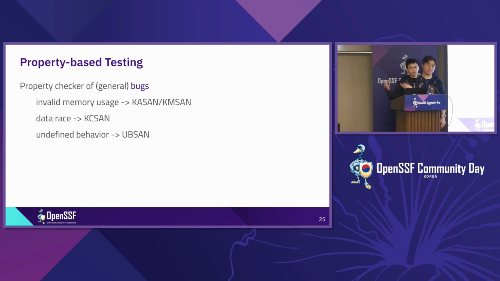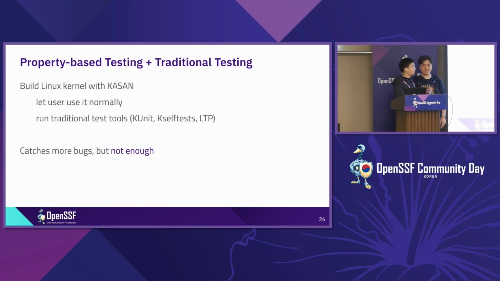So we have these properties, and then we can come up with corresponding checks. For invalid memory usage, you have KASAN, the Kernel Address Sanitizer. For data races, it's the Kernel Concurrency Sanitizer, and for undefined behavior, even though it doesn't have a K, it's UBSAN. So with property-based checking or testing, we can already increase the catch rate. One thing we could start with is to just build the kernel with those sanitizers and let users test it their own way, or run traditional tests like KUnit or kselftests. That increases the catch rate, but that alone is not enough.